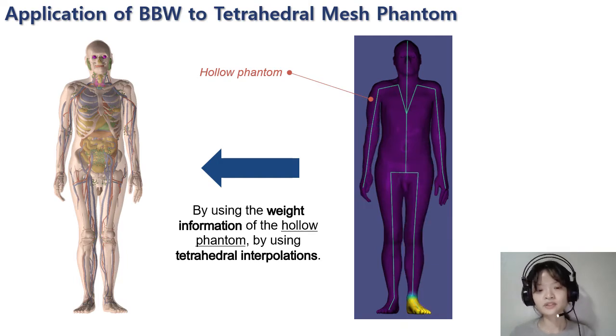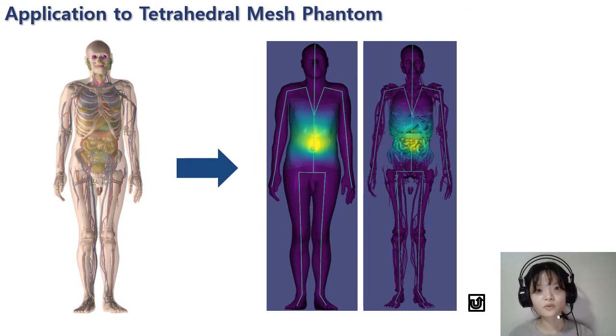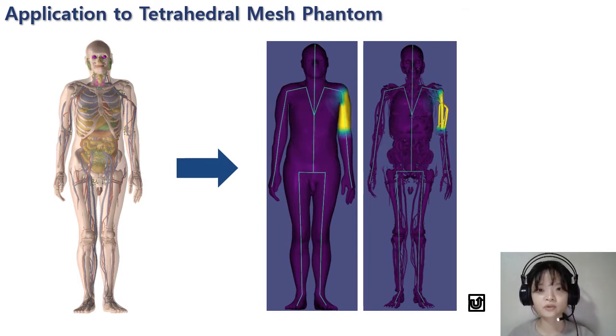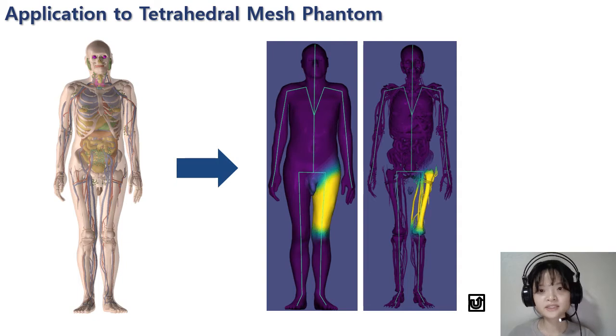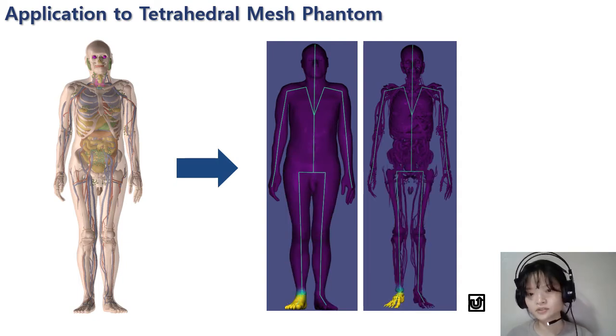Here, I would not go so deeply, but I can say that I used tetrahedral interpolation for this. So in this way, weight could be calculated for the whole complicated phantom, and these pictures on the right side show the weight finally calculated. It can be seen that the weights were well given for both skin and internal organs.